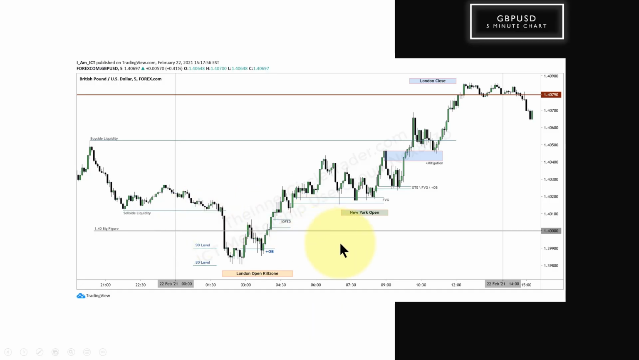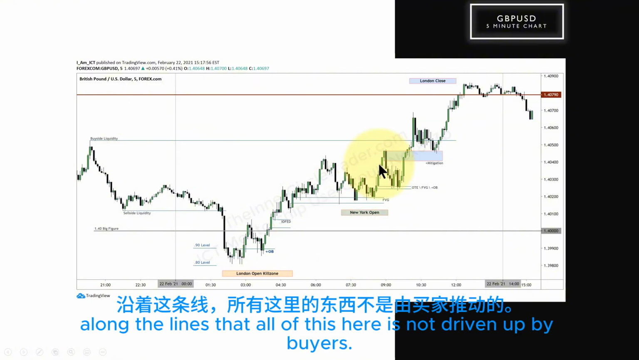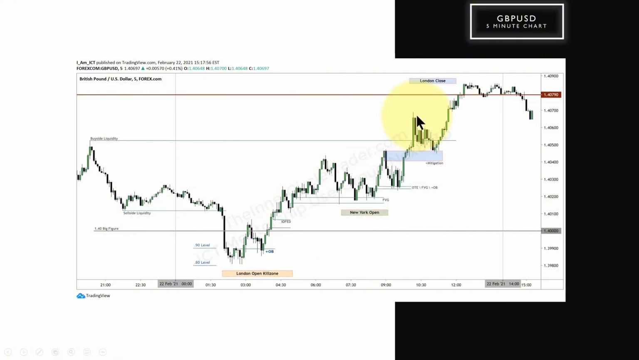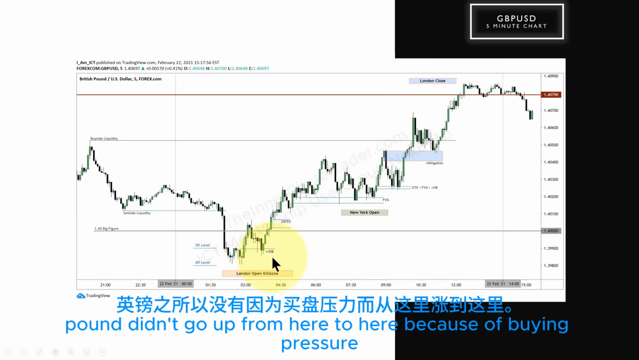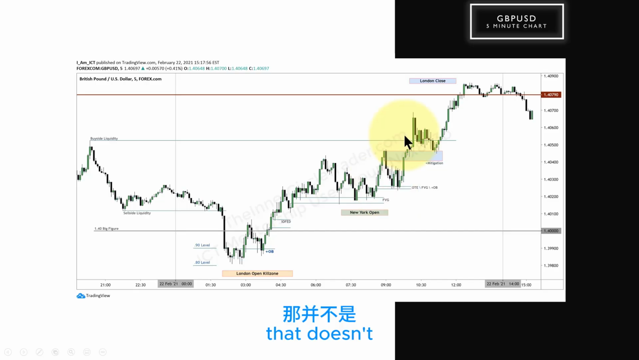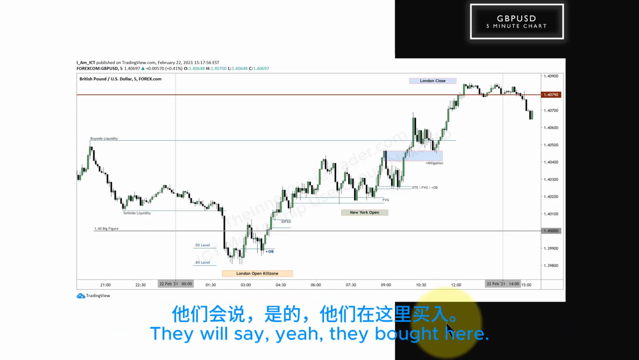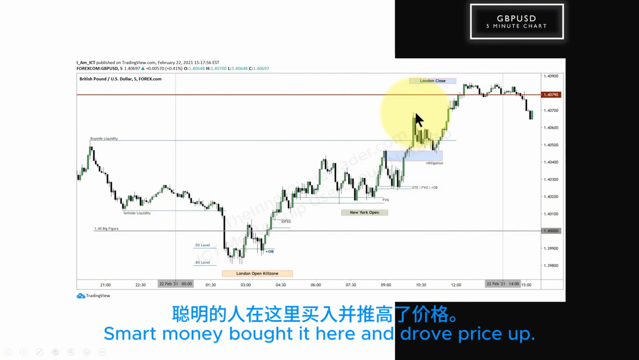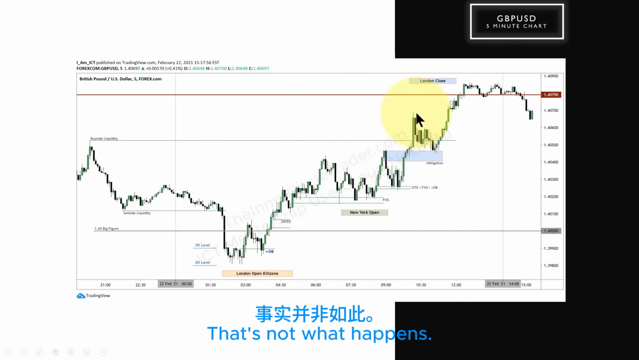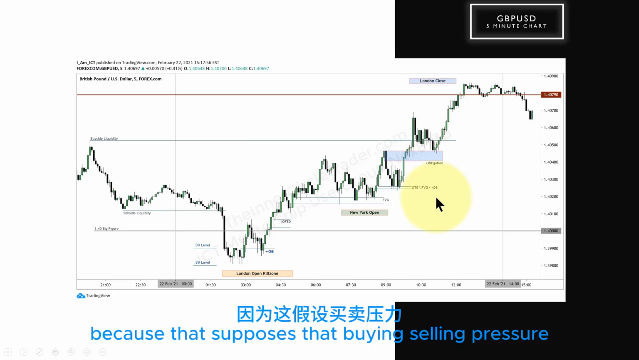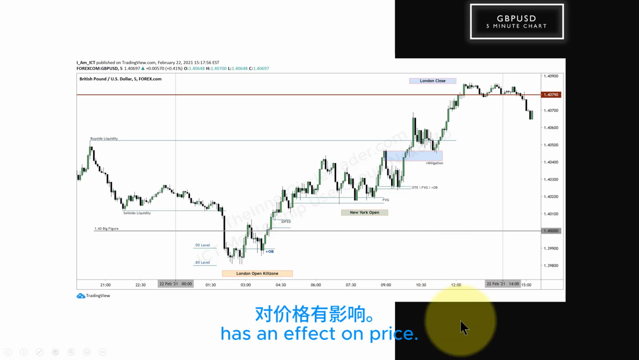It's also along the lines that all of this here is not driven up by buyers. Okay, the British pound didn't go up from here to here because of buying pressure. That doesn't cause that to go up. And you see a lot of people that are trying to reteach my stuff in ignorance. They will say, yeah, smart money bought it here and drove price up. That's not what happens, and that is not what the algorithm does, because that supposes that buying and selling pressure has an effect on price, and it doesn't. It does not.